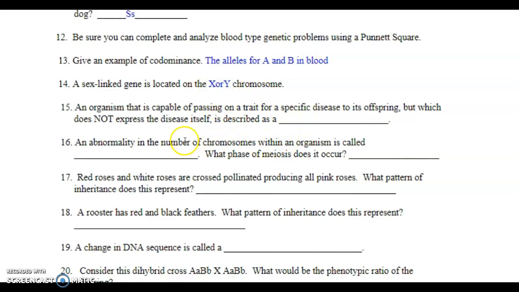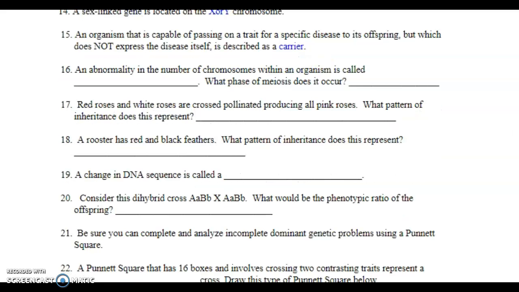Number 15 says an organism that is capable of passing a trait for a specific disease to its offspring, but which does not express the disease itself. I think we had that question worded a little bit different a minute ago. If they do not show the trait themselves, but they are able to pass it on, we call that a carrier. And remember that a carrier is going to be heterozygous, so they have a dominant allele, so they are able to show that dominant trait, but they also have that recessive allele that they could pass on to an offspring.